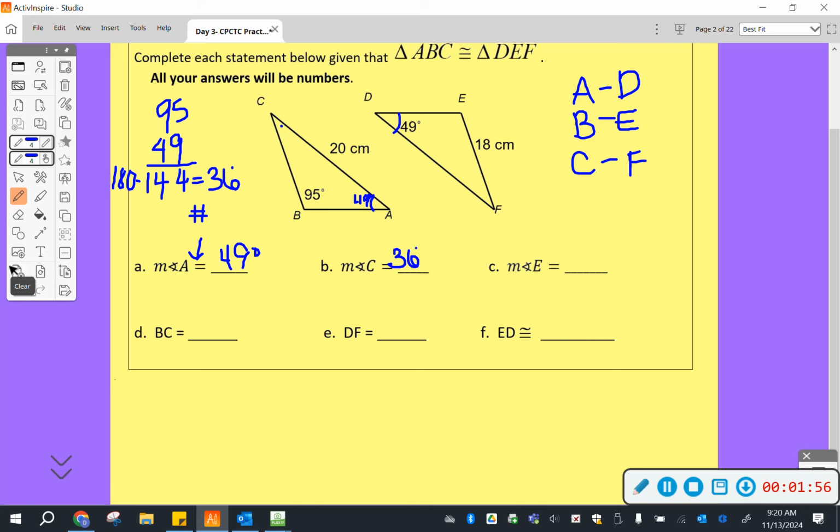Does that make sense? This is a test question. Your test is next Thursday.